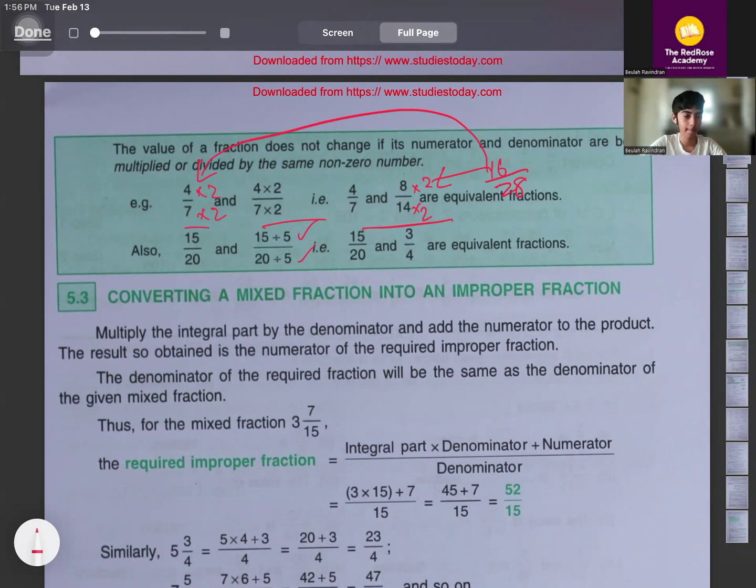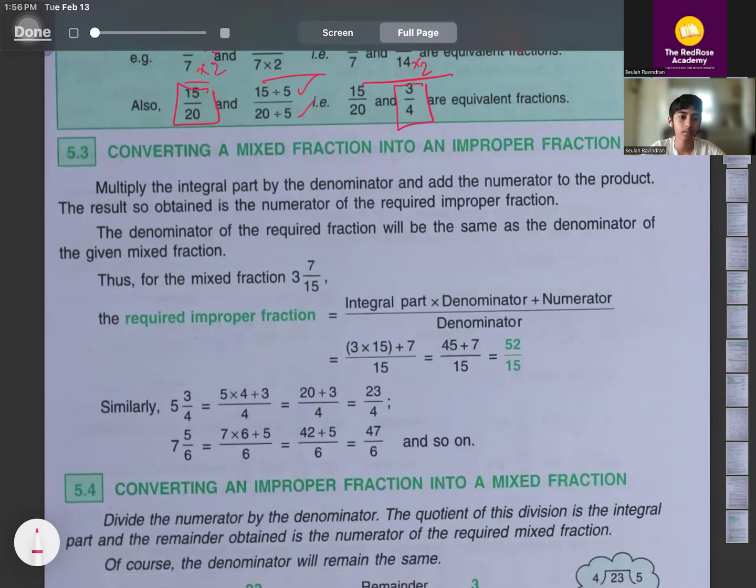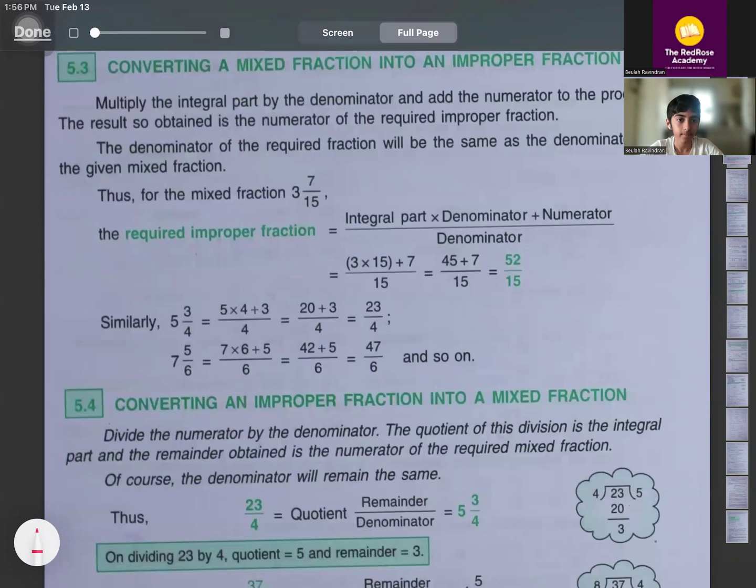Then converting a mixed integer. Here also we are dividing this, right? This 3 by 4 is the equivalent fraction. Dividing is also giving an equivalent fraction, dividing the same number into both numerator and denominator. Got the point? Mixed into improper, you know. I taught you, right?